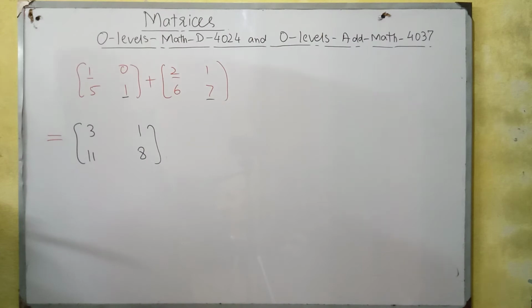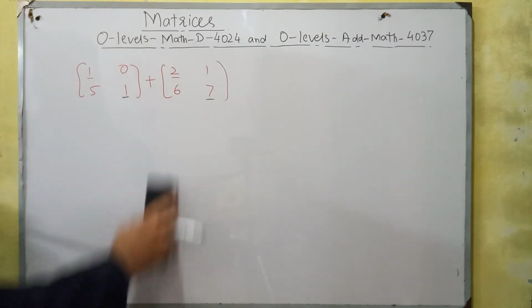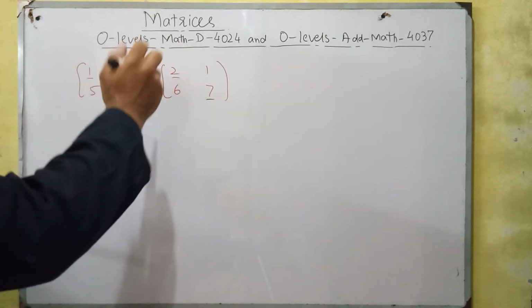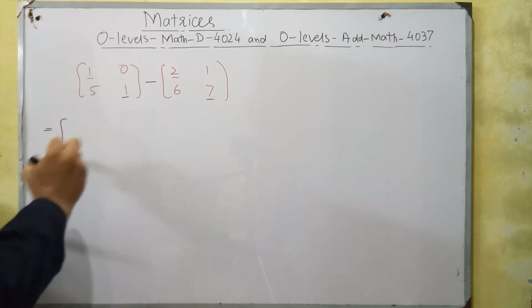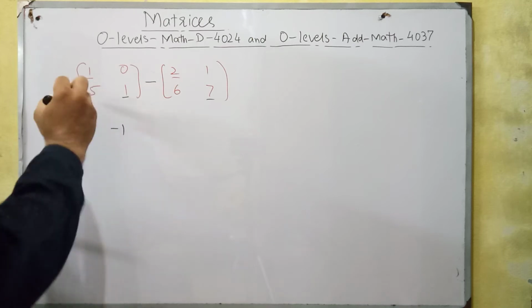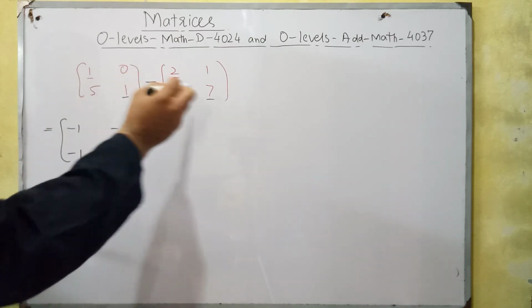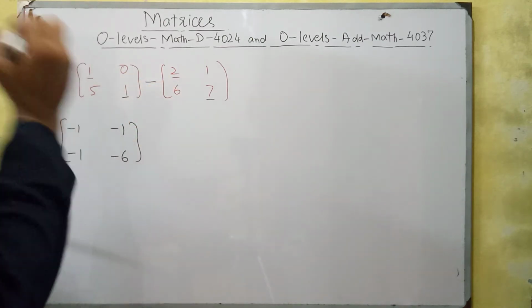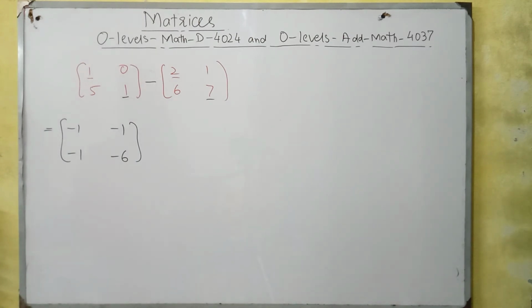But if we need to subtract these two matrices, we will have 1 minus 2, that will be equal to minus 1, 0 minus 1, again minus 1, 5 minus 6, minus 1, and 1 minus 7, that will be equal to minus 6. So it's all about the addition or subtraction of matrices.